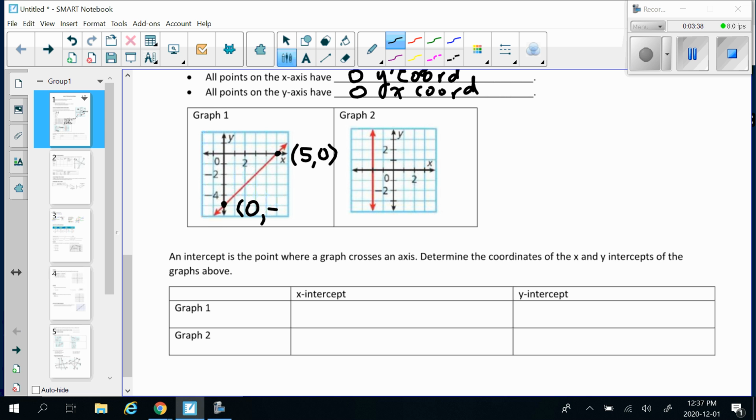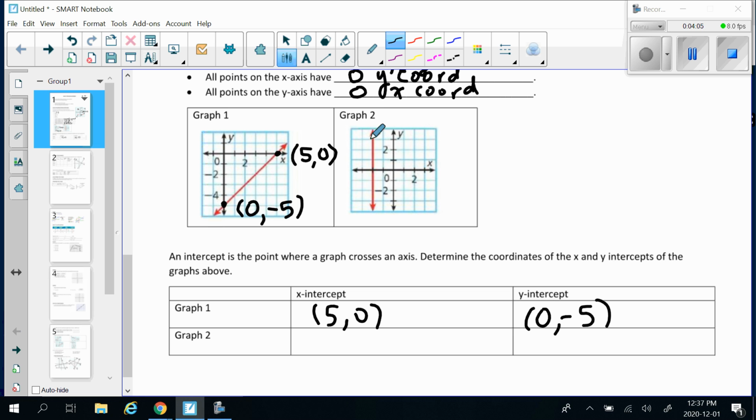(0, -5). Be really careful. If you mess those up or switch them, then you're wrong. So in graph 1, the x-intercept is the place where it touches the x-axis, and that happens to be (5, 0). If you look at the place where it touches the y-axis, then it's (0, -5).